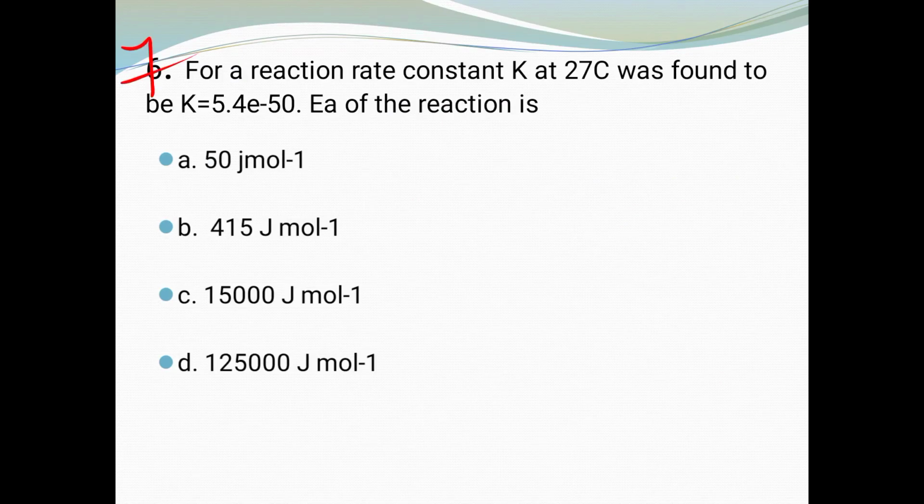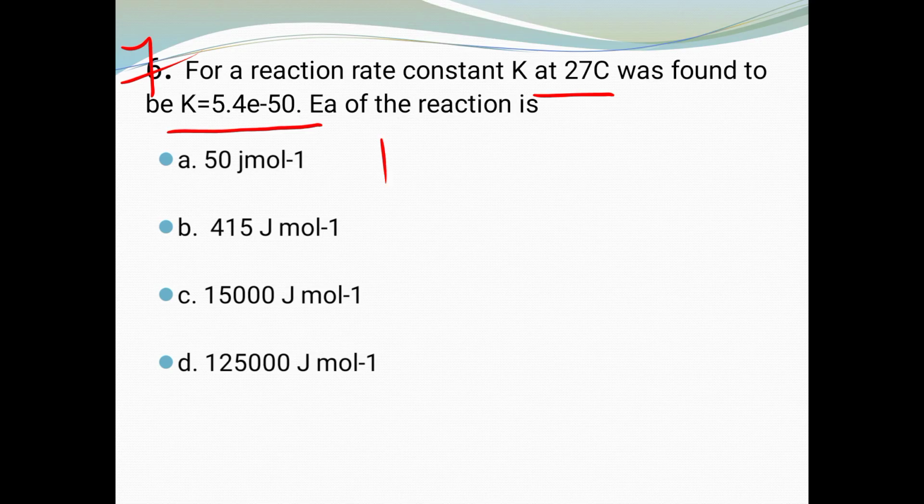This is your 7th question here. For a reaction, rate constant K at 27 degrees centigrade was found to be this much. You need to calculate the activation energy for this reaction. So to find the activation energy, you know the formula. K is equal to A e raised to minus EA upon RT. You are given the K, you are supposed to find EA.